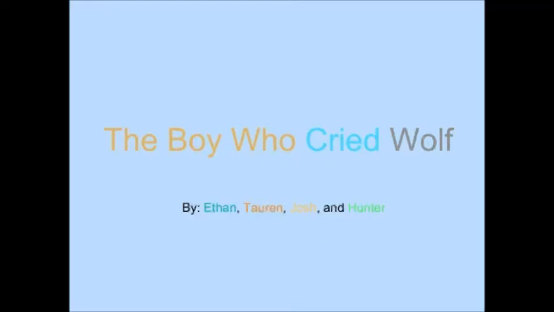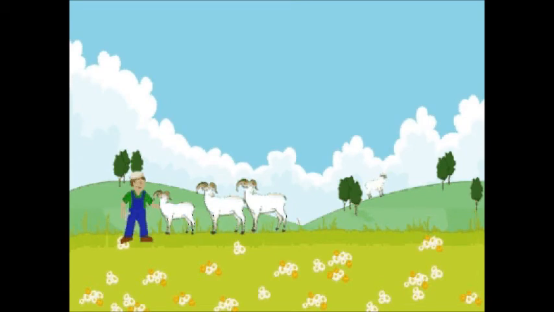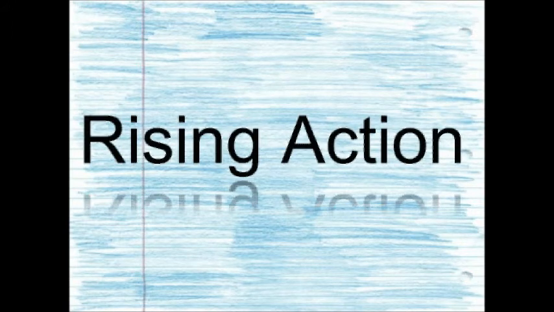The Boy Who Cried Wolf plot map by Ethan, Joshua, Hunter, and Torrin. Exposition. In the exposition, you are introduced to the characters, the setting, and the conflict of the story. In the exposition of The Boy Who Cried Wolf, you are introduced to a shepherd, a boy who had to watch the sheep. The rising action is a related series of incidents in a plot that build toward the point of greatest interest, or the climax.